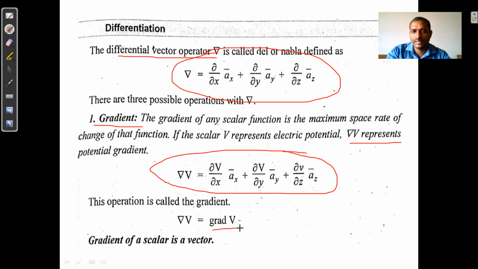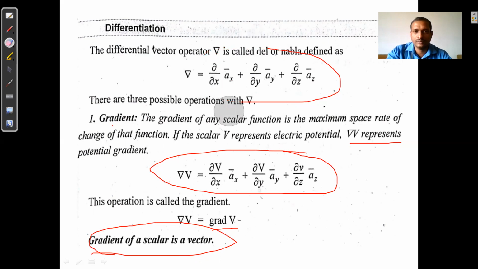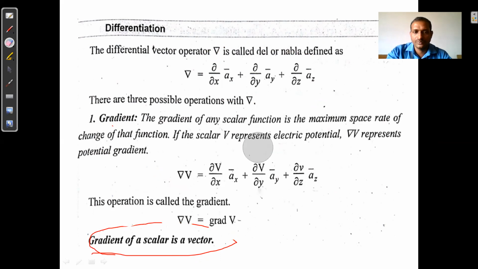The formula for del V is equal to dou V by dou x into ax plus dou V by dou y into ay plus dou V by dou z into az. Here ax, ay, az are the unit vectors. So the gradient of a scalar is a vector. If you take the gradient of any scalar value, the output is a vector. So this is called the gradient operation. Next, I'm going to discuss the divergence operation. What is meant by divergence?